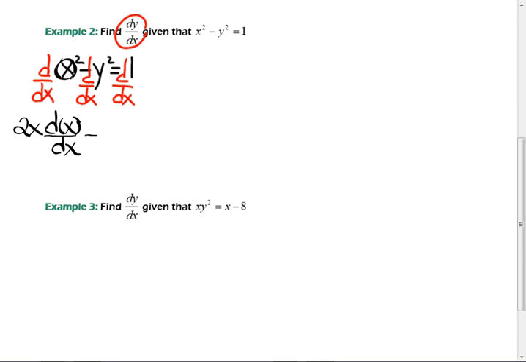Minus. And what's the derivative of y squared, or something squared? It's 2y times the derivative of what's in there with respect to, not y, x. And that doesn't go away. And if it did, I wouldn't have a dy dx to solve for. So that'd be another issue. Okay, and what's the derivative of 1? 0.